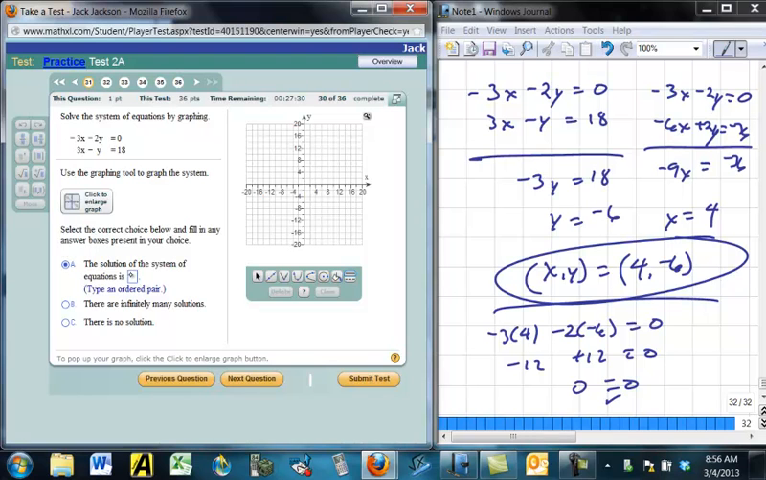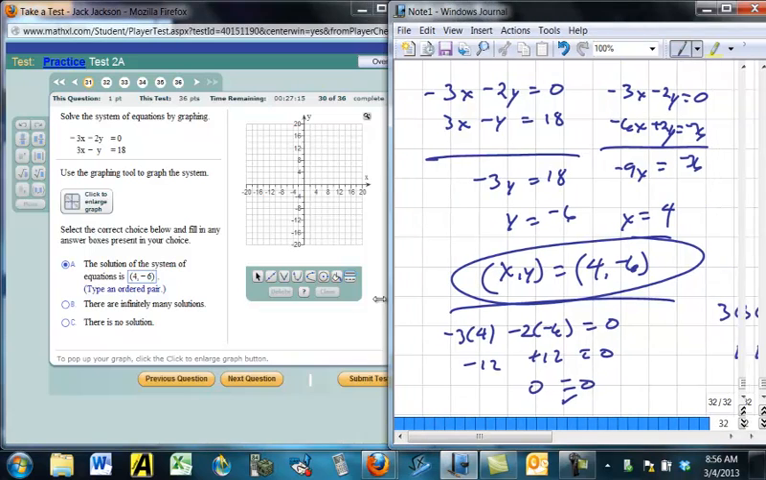Type in an ordered pair. So we click that for the ordered pair, and it's 4, and then click in the box, negative 6. Now we want to actually graph it as well, and we should see it going through that point on the graph.